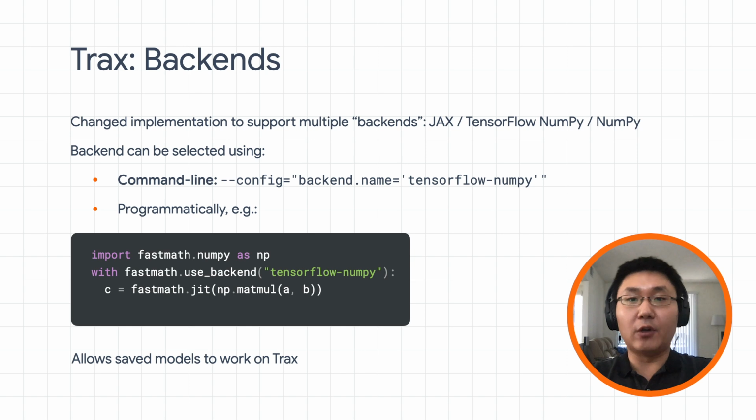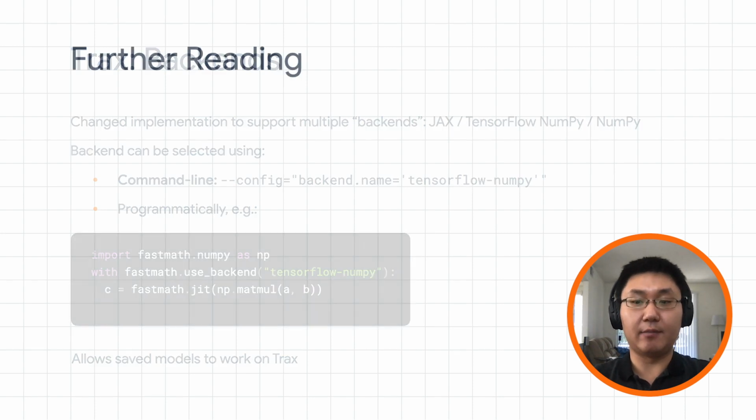I want to mention we also have a Trax to Keras converter inside Trax, so that you can convert your Trax models into Keras models. And we also support SavedModel, so you can save your Trax model into a SavedModel, and then later load it into the TF ecosystem.